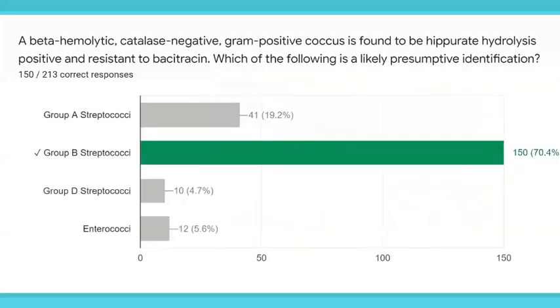Okay. Next question. Beta-hemolytic, catalase negative, gram-positive coccus is found to be hippurate hydrolysis positive and resistant to bacitracin. Which of the following is a likely presumptive identification? So a while ago, we were discussing your gram-positive cocci and its algorithm for identification of organisms. So the first test that we do is usually the catalase. If it is negative, we're looking at strep. If it is positive, again, we're looking at staph.